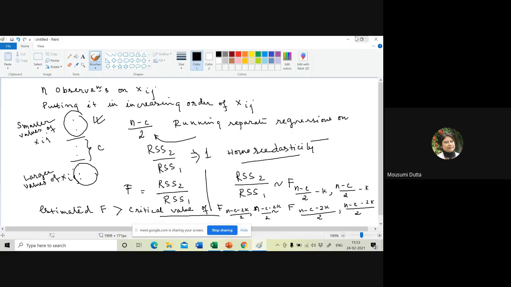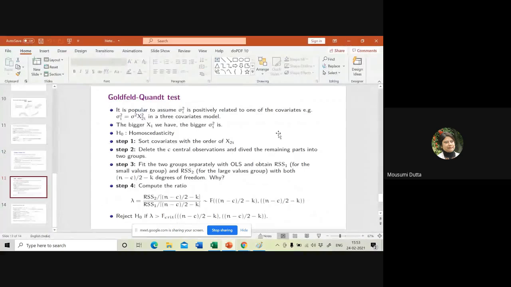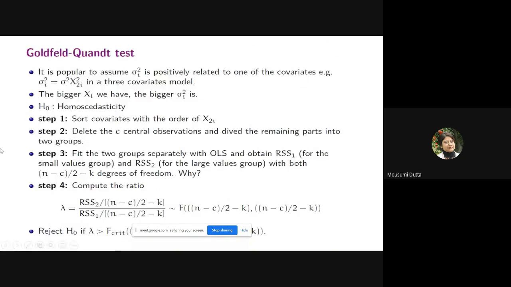So this is all about the Goldfeld-Quant test. Here also you will get the view of the Goldfeld-Quant test, the same thing, just the matter I told you that is more elaborate compared to this. Any question regarding the Goldfeld-Quant test? Anyone, any question?